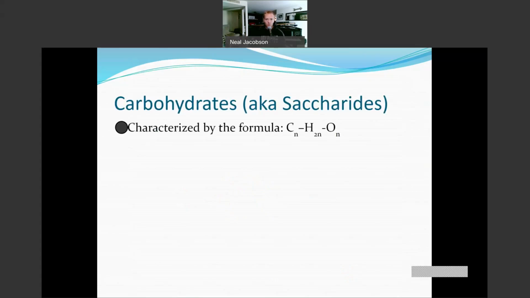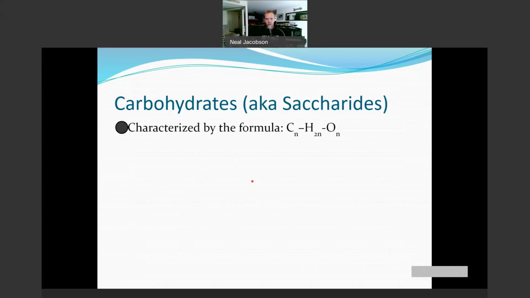It's characterized by the formula CnH2nOn, for every carbon. So I can substitute a number for n. If I put in a 5 for carbon, then I'm going to get 10 hydrogen and 5 oxygen. So for every 5 carbons, I get 5 water molecules, right? Because 5 water molecules will have 10 hydrogens and 5 oxygens in them. So anyways, that's where we get carbohydrates, the water portion. It's characterized by that formula. They don't always obey that formula, but that's typically how we see carbohydrates.